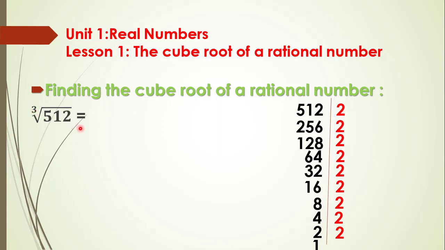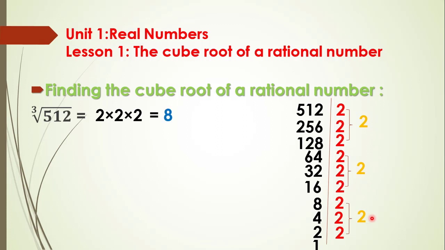Now, how can we get the cube root? To get the cube root, from each 3 equal numbers, we will take only one. For example, here we have 3 2's, another 3 2's, another 3 2's. I will take from each group only one. So I will take 2 from the first group, 2 from the second group, and 2 from the third group. The cube root will be the product of the 3 2's here. So 2 times 2 times 2, which is 8.